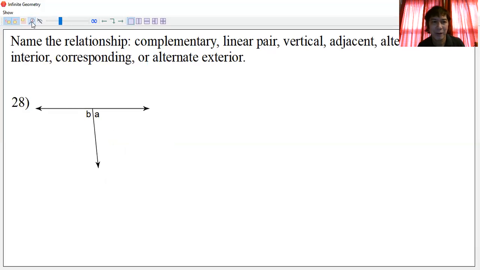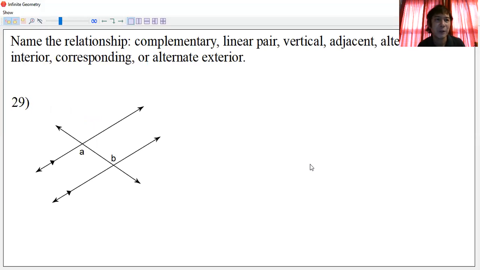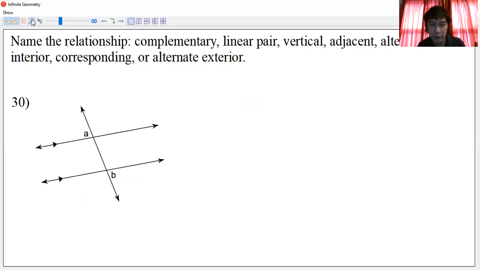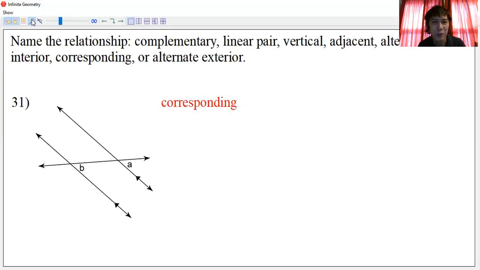Next, this is again something that forms a straight line. Looking at the two non-common sides of this adjacent, you don't call this adjacent because the non-common side forms a line. Again, this is linear pair. Next. We know this already, alternate interior angles. Alternate interior angles. 30 alternate exterior, and 31 is corresponding.